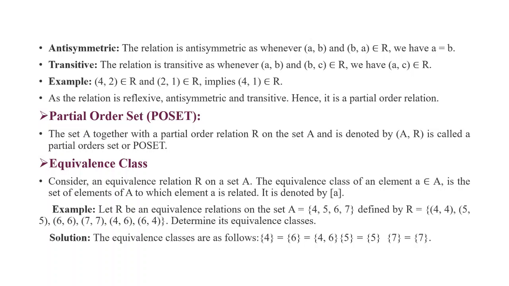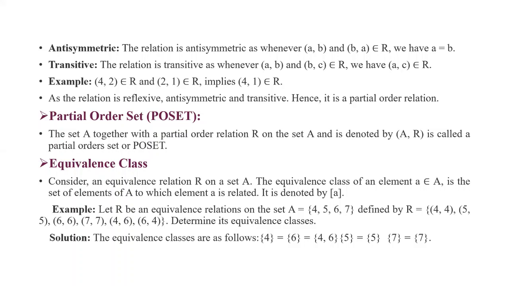Next, transitive relation. The relation is transitive as whenever (a, b) and (b, c) belong to R, then we have (a, c). So that is (4, 2) belongs to R and (2, 1) belongs to R. So this is (a, b), this is (b, c), then (a, c), that is (4, 1), also belongs to R. So as the relation is reflexive, anti-symmetric, and transitive, then we can say that it is a partial order relation.